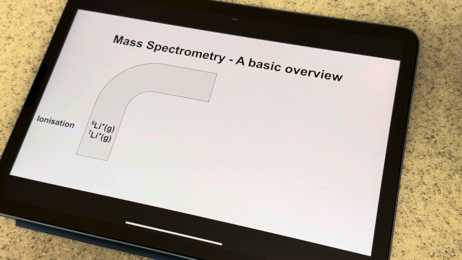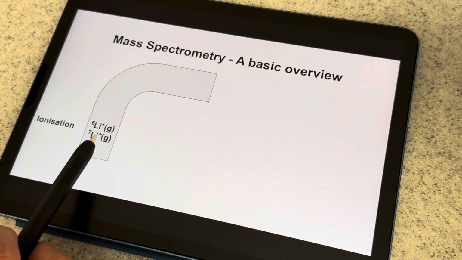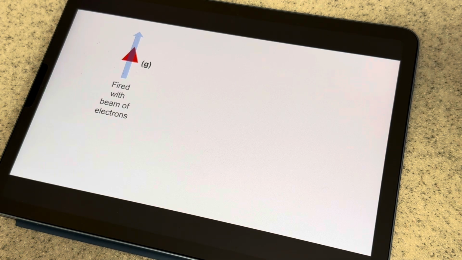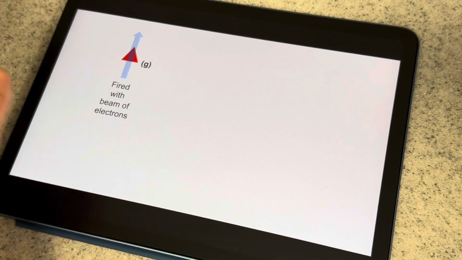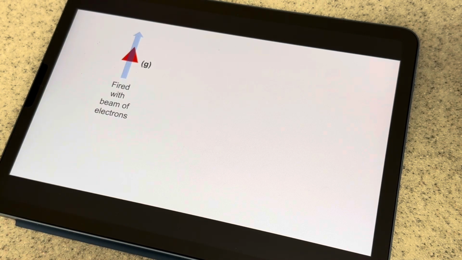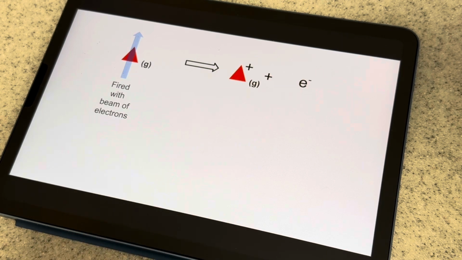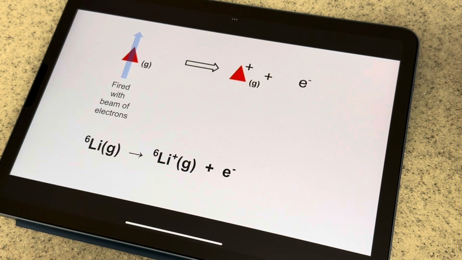Okay, so the next thing they do is the atoms get ionized. You'll notice now we've got a 1+ charge there. The mass is still the same, we've just got a 1+ charge. So I'll just quickly explain how they do that. That's my representation for one of the isotopes. It's fired with a beam of electrons, and the whole purpose of that is that the beam of electrons knocks out one electron from this gaseous atom. And what's that going to do? It's going to generate a 1+ ion, and there's the electron that's been knocked out of the atom. Okay, so as an equation, it would look like that.